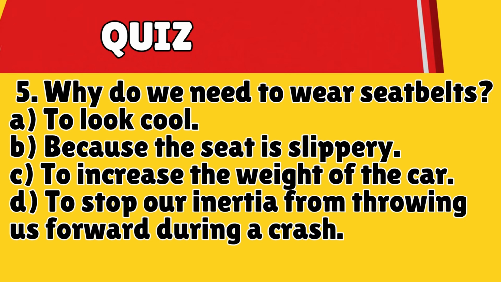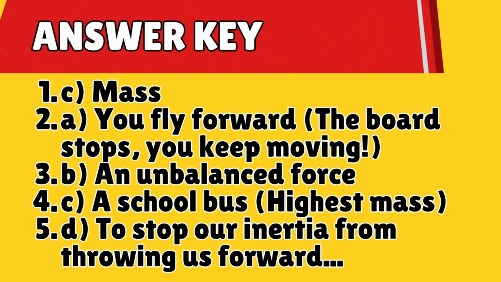It's time for our answer key. Check your answers. Number 1, the correct answer is C. The measurement of inertia is mass. Number 2, correct answer is letter A. You will fly forward. Number 3. The correct answer is B. An unbalanced force. And number 4. Correct answer is C. A school bus because it has highest mass.